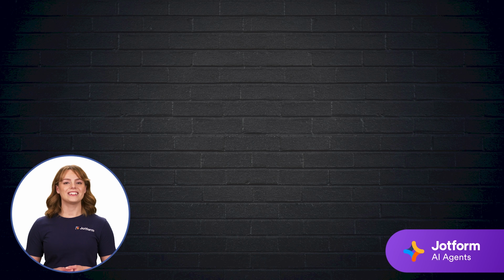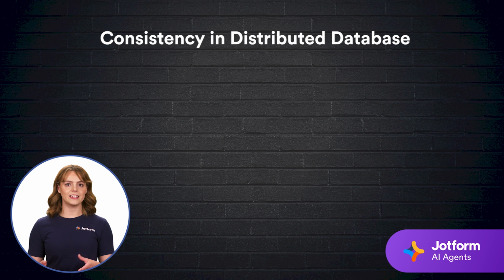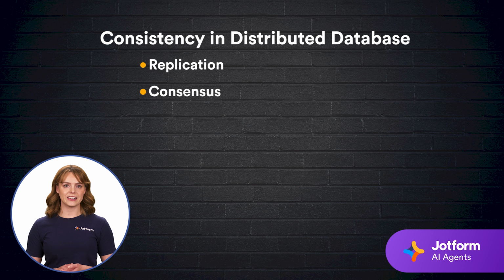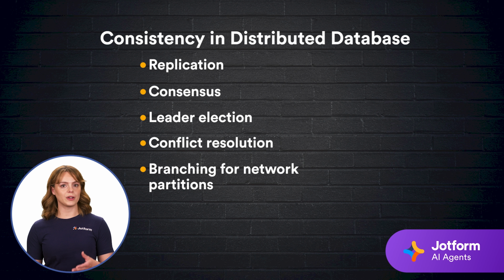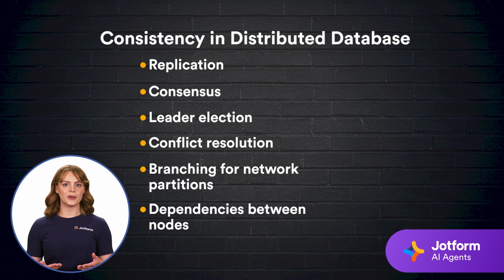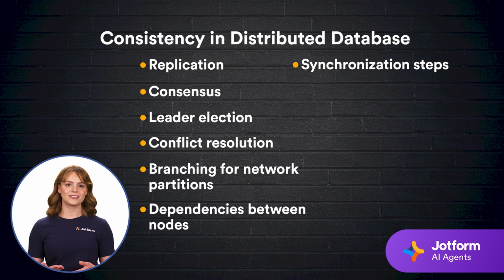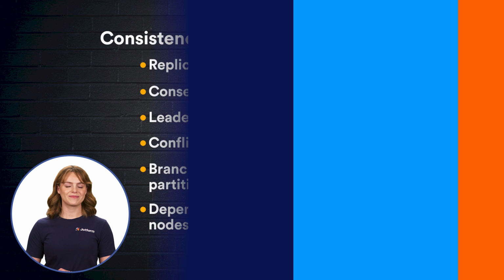Diagram GPT was tested with a prompt about maintaining consistency in a distributed database. The prompt included replication, consensus, leader election, conflict resolution, branching for network partitions, dependencies between nodes, and synchronization steps. After the initial prompt, the tool asked several highly technical follow-up questions, which helped shape a more accurate result. The final diagram showed a deep understanding of technical language and complex logic flows.